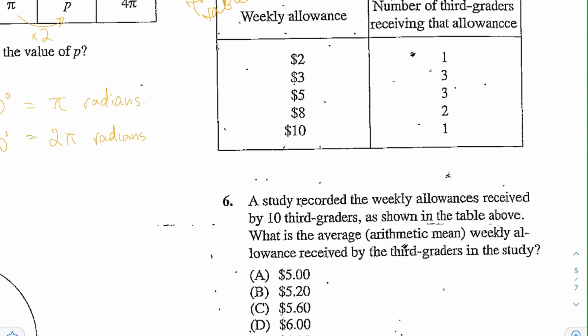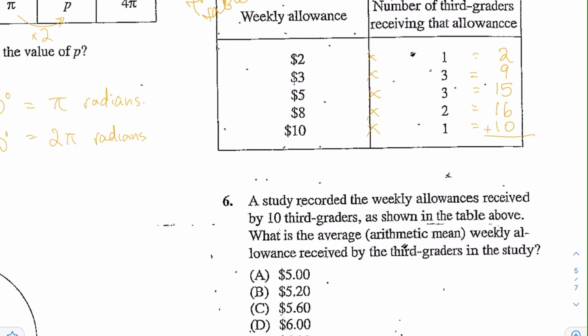Again, this is a frequency table, so you can't just do 2 plus 3 plus 5 plus 8 plus 10 and then divide that by 5. Right? You have different numbers of people getting each of these allowances. So you have to multiply across each of these rows to get the total amount of money. So 2 times 1 is 2, 3 times 3 is 9, 5 times 3 is 15, 8 times 2 is 16, and then 10 times 1 is 10.